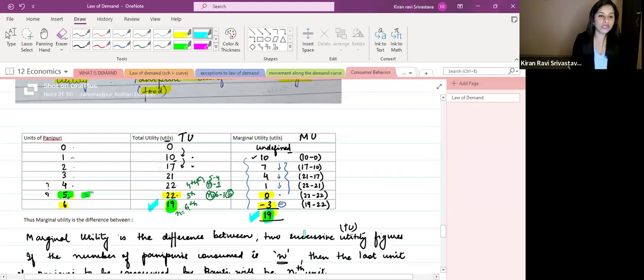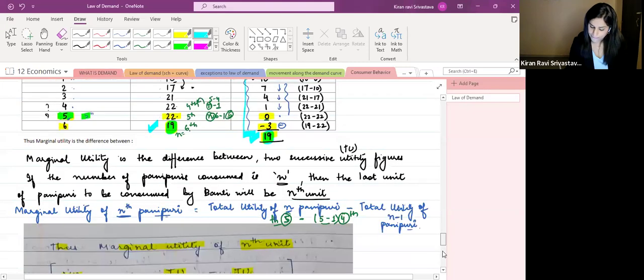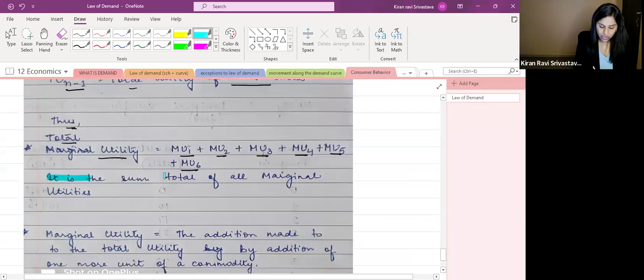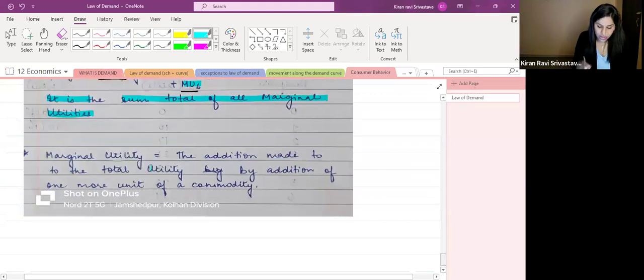That means when the total utility of the last commodity becomes equal to the sum total of marginal utility of all, then your derivation of marginal utility is correct. So total utility is the sum total of the marginal utilities of all the commodities. Here he has consumed 6 pani puris, so we have added 6 values of marginal utility. Thus, marginal utility is nothing but the addition made to the total utility by the addition of one more unit of a commodity. That is your marginal utility.